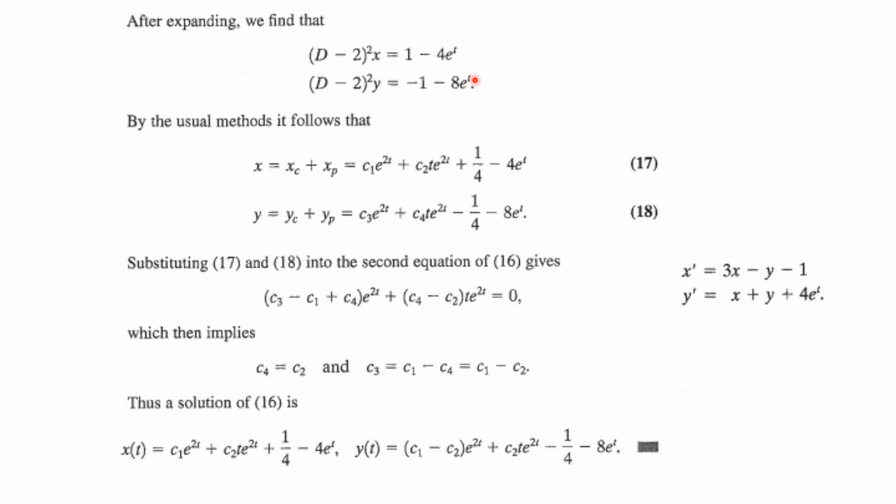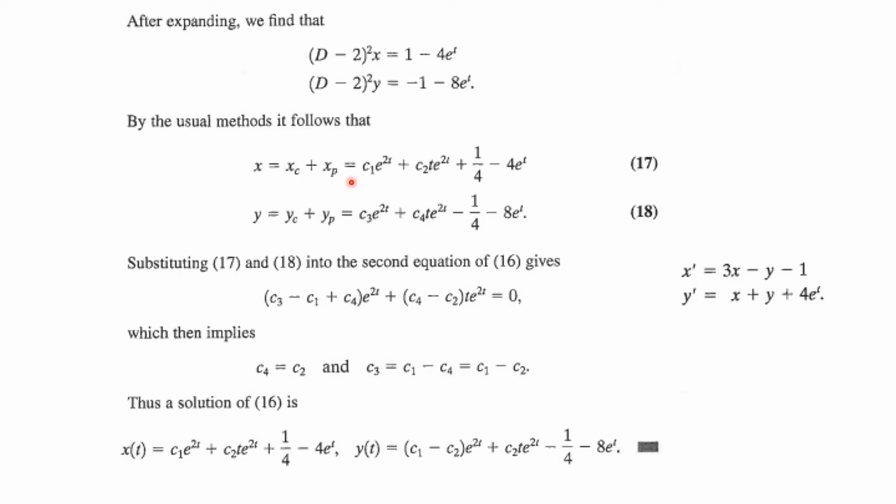We can annihilate these sides and use annihilator techniques to find the solution here to the non-homogeneous part. And so we find that x is equal to this business and y is equal to this business.